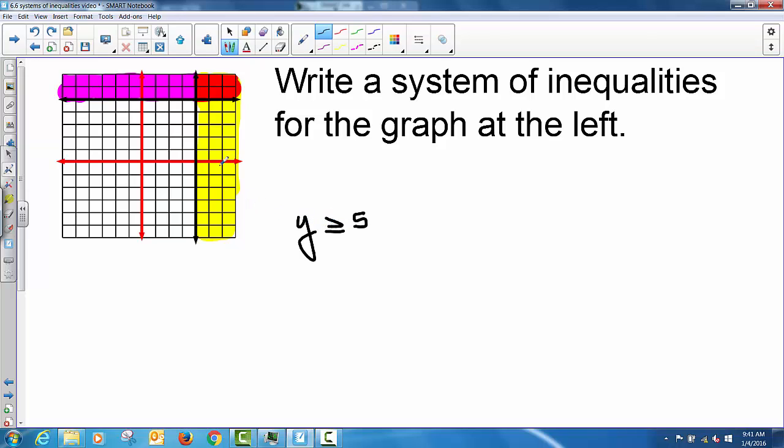Now this one is 1, 2, 3, 4, x and 4. Once again, it's a solid line, so that means it'll be or equal to. And it is shaded to the right. Right is greater than. So that's the system of inequalities that we have represented in this graph.